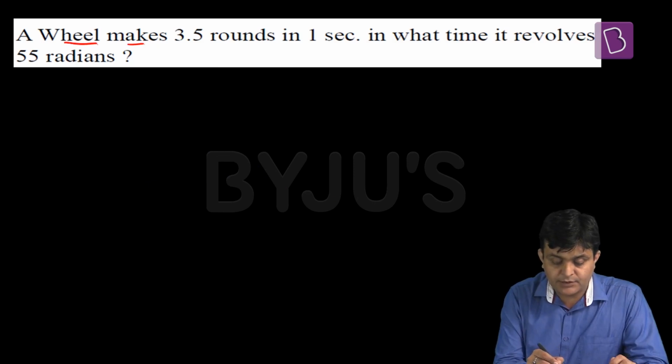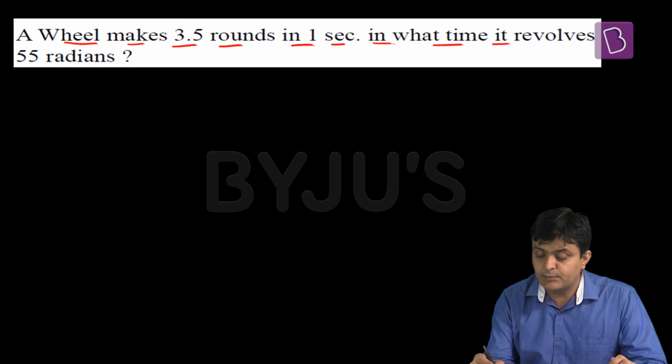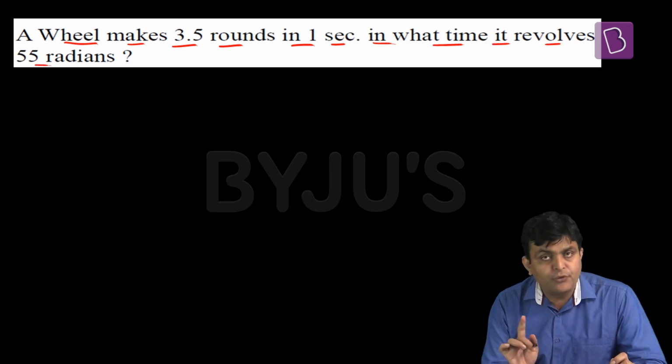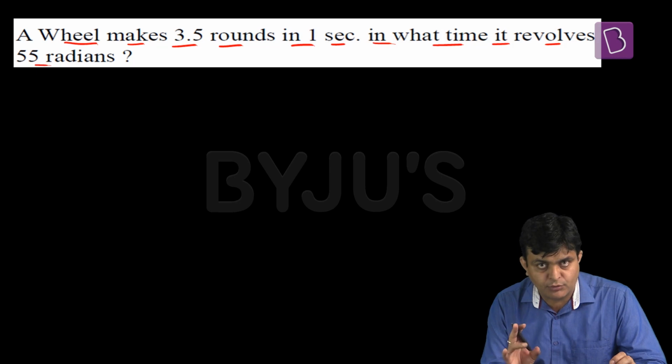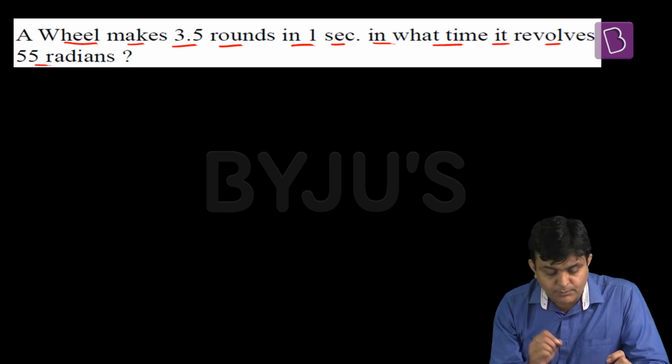A wheel makes 3.5 rounds in 1 second. In what time does it revolve 55 radians, right? So before doing this, we have to study about radians and degrees. So this basic that we will make now, you have to record it, right? Please remember it. So first of all, do some basic things.